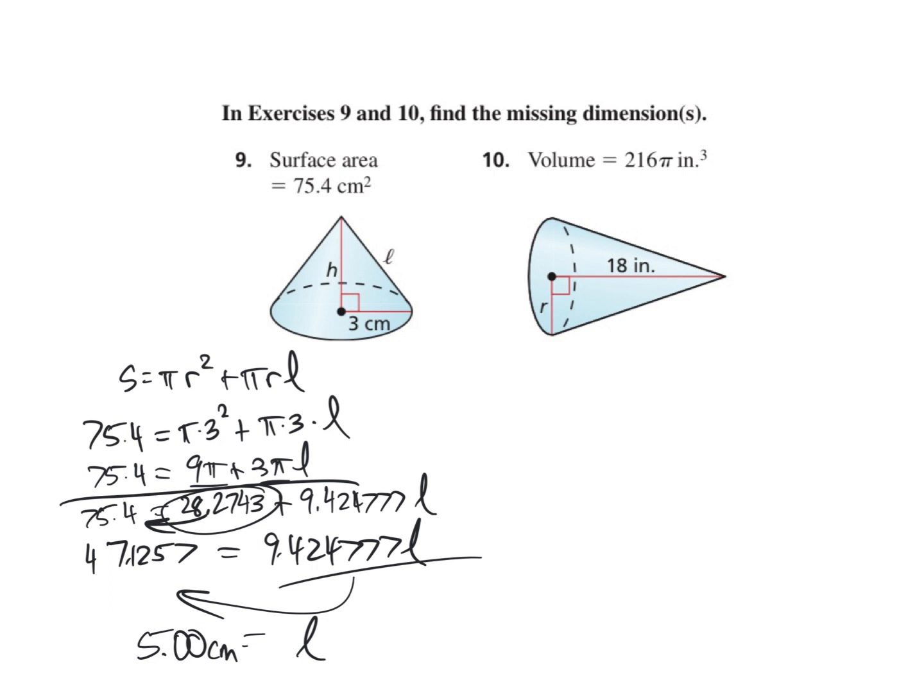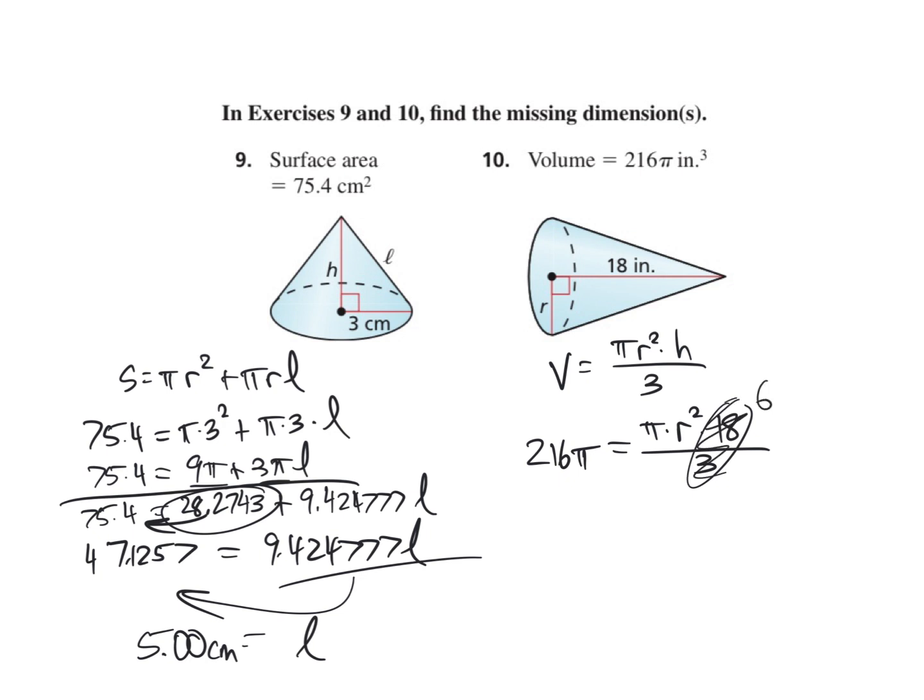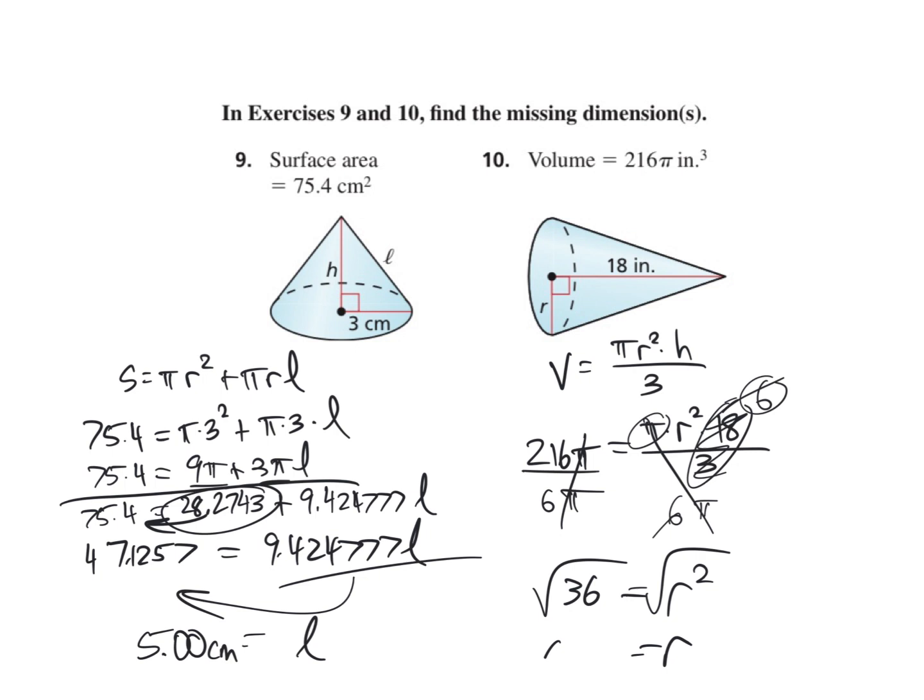Okay, number 10. Volume is pi r squared times the height over 3. So volume is 216 pi equals pi. We don't know the radius, but the height is 18, divided by 3. So here we can just say that's 6. All right, 18 divided by 3 is 6. And then we can divide off the 6 pi. And when we do that, we're left with r squared on the right and 216 divided by 6 on the left, which is 36. Take the square root, and r equals 6 inches.